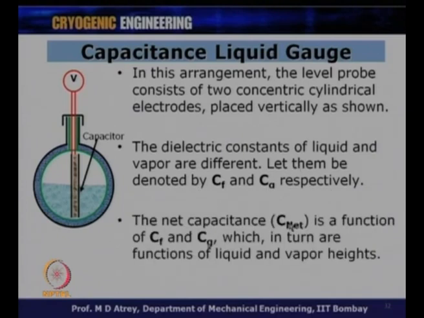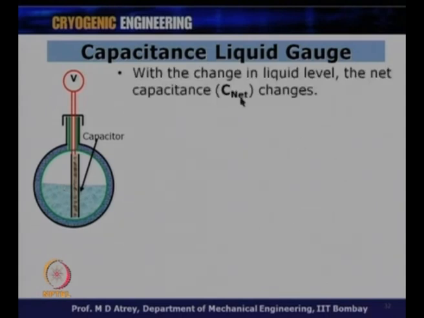The net capacitance C net is a function of Cf and Cg, which in turn are functions of liquid and vapor heights. So depending on what my LV is and what my LG is, corresponding to that you get a Cf and Cg, and therefore you get a C net, the net capacitance, and therefore I can have the net capacitance calibrated with the level. So net capacitance can be calibrated as a level indicator. It will indicate the level directly depending on the calibration. With the change in liquid level, the net capacitance changes.